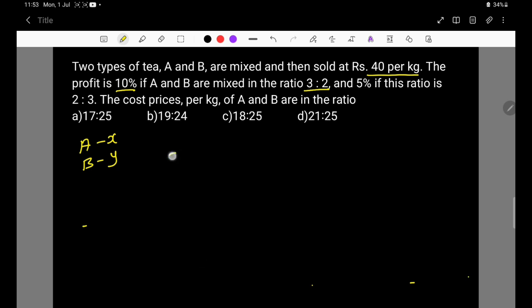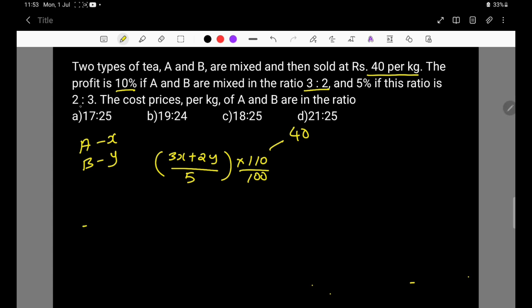That means (3x plus 2y) divided by 5. This is the 1 kilogram quantity of the first combination. He got 10% profit. That's equal to 40. Selling price is 40 per kg, already given.